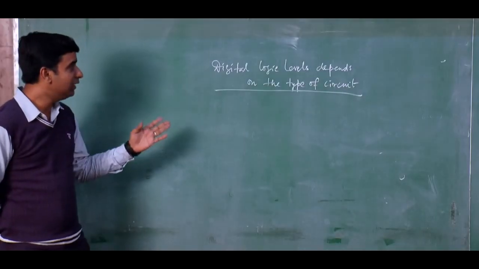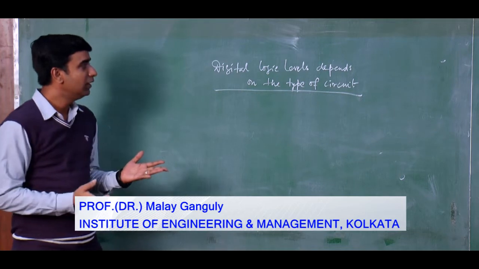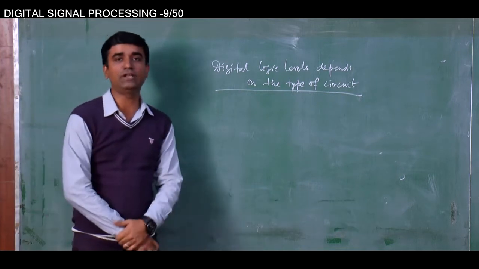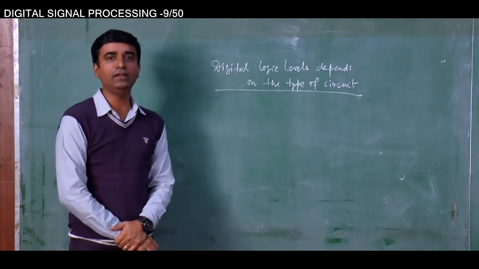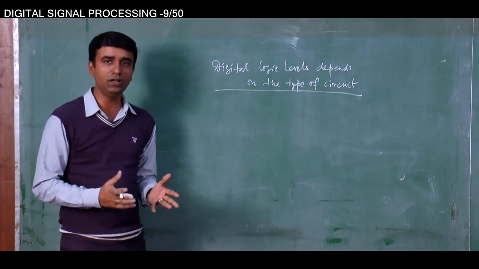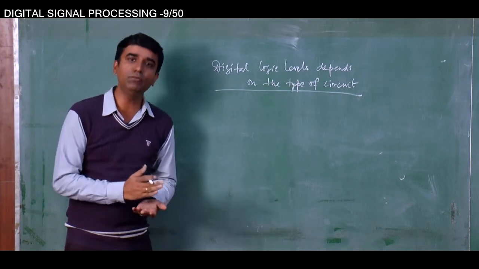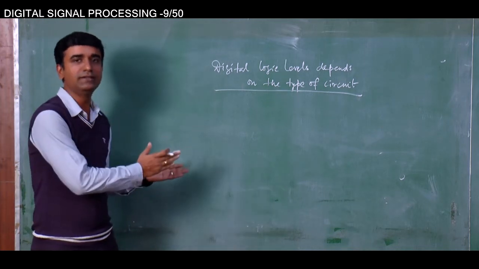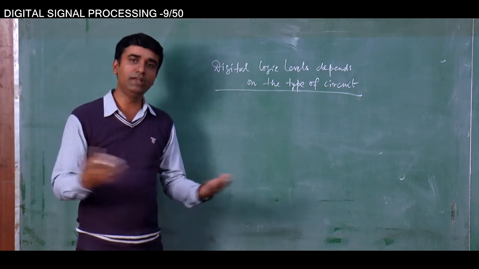In this lecture, we will try to make you understand how digital logic levels depend on various types of circuits. That means, we have a general idea that digital logic or digital signal is only about zeros and ones. First of all, that is a misconception. We have already discussed that many a times. Digital signals can have many number of levels.